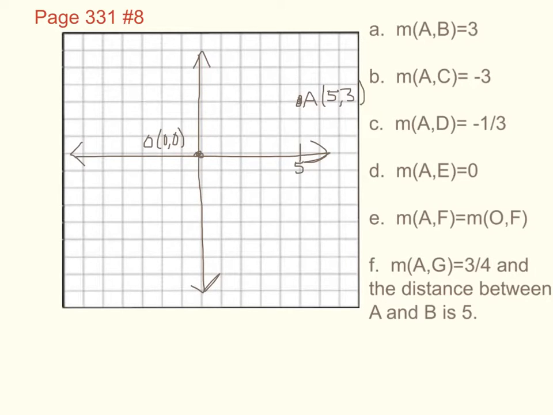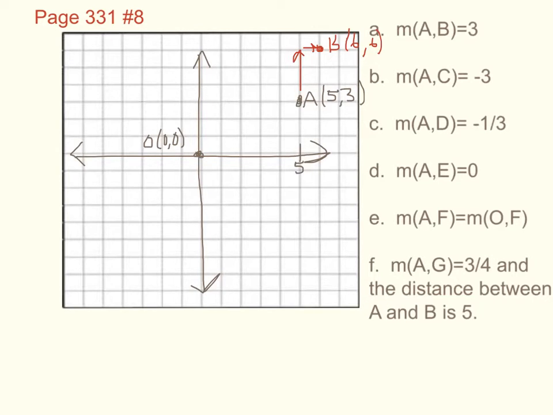So part A, we're asked to find B, so that the slope of the line through points A and B is equal to 3. So remember that slope is equal to rise over run. So if we go to A and we go up 3 and to the right 1, we can put B right there, and the coordinates of B would then be (6, 6). And then the slope would be 3 over 1, which is equal to 3.